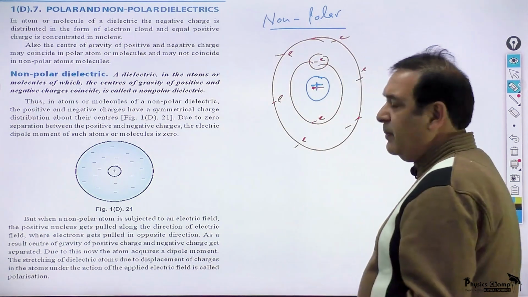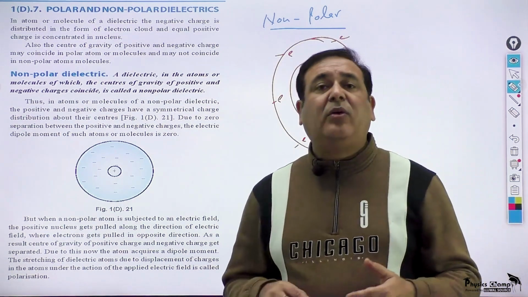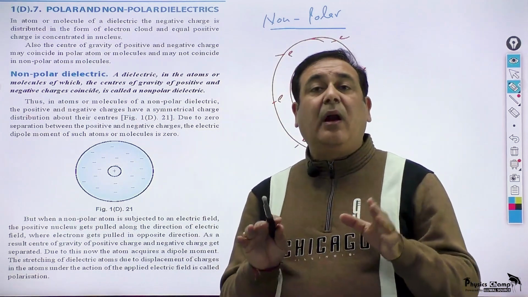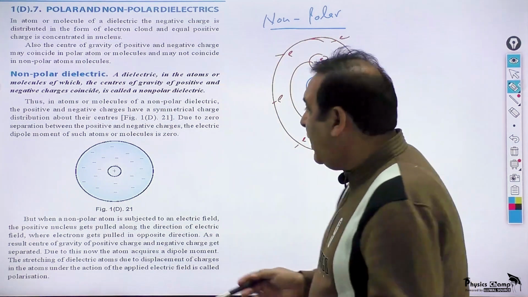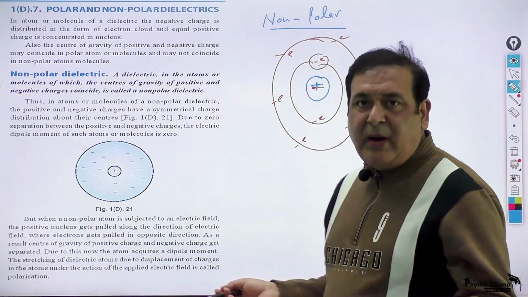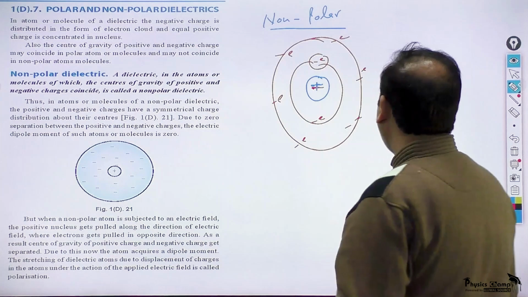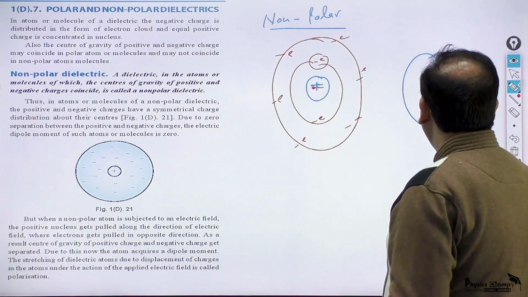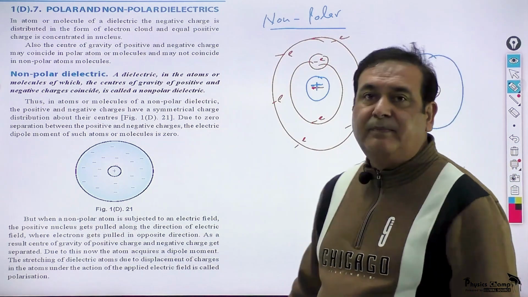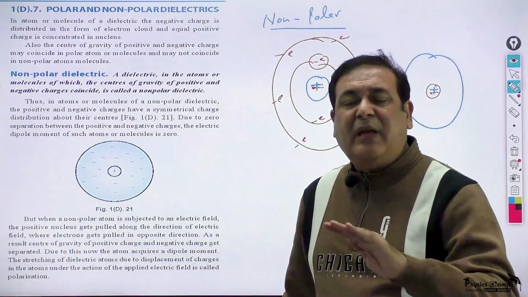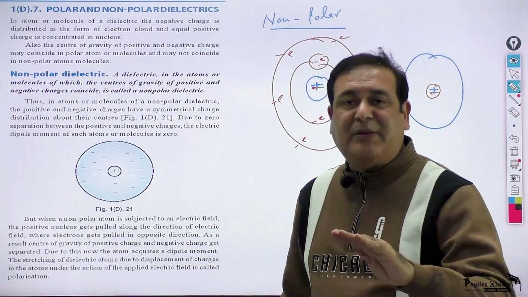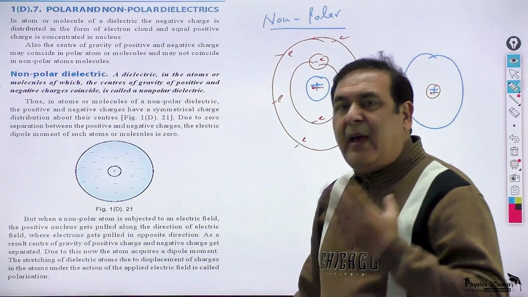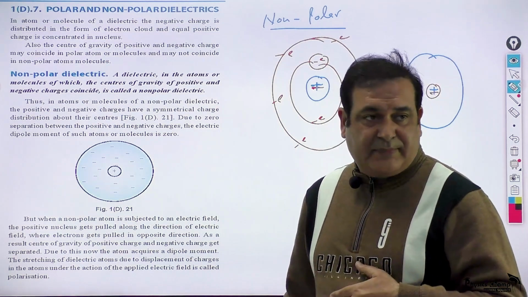In the other concept, where the electrons stay around the positively charged nucleus in the form of a cloud of electrons, in non-polar atoms or molecules the center of mass of positive charge and the center of mass of negative charge also coincide. So they do not possess any net electric dipole moment in the absence of an external electric field.